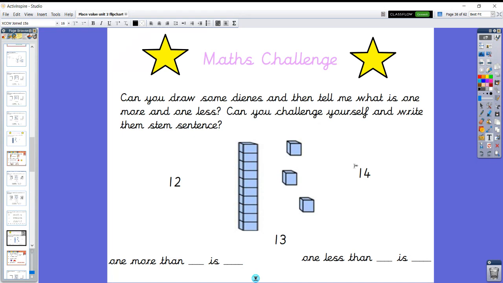And if you really want to challenge yourself, I wonder if you can write the stem sentence to go with it as well. So you can pause the video on this page and use these stem sentences to help you. I wonder if you could do maybe 2 of these or 3. I'd be really impressed if I see some of you challenging yourself even further by doing these.